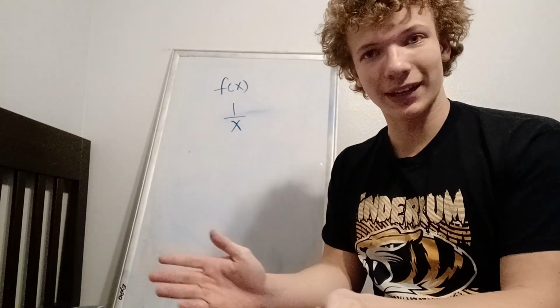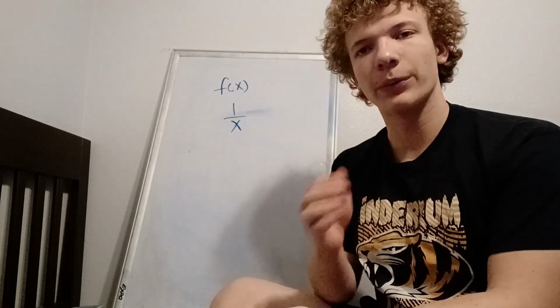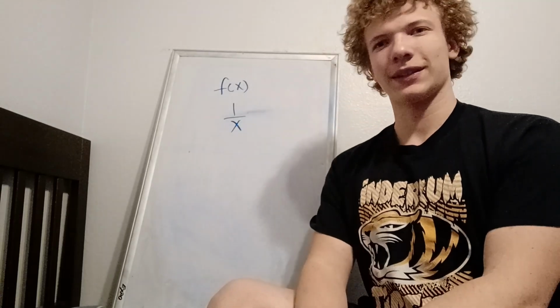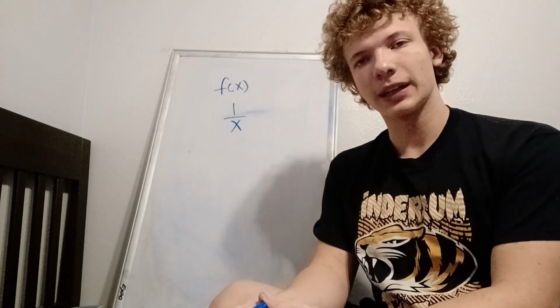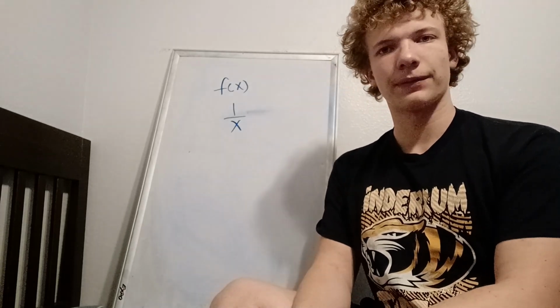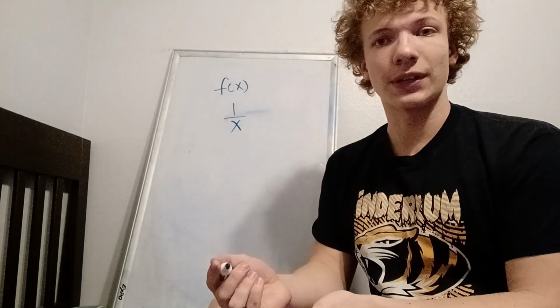Now, here's the kicker. What happens if you put in 0 for x? Okay, well, 1 over 0, that's not great. You can't divide by 0. Well, why not? Why can't we even just say that it's just infinity? Because we can't even say that. It's undefined. Now, what does that mean?